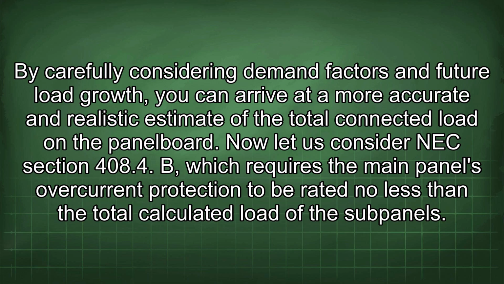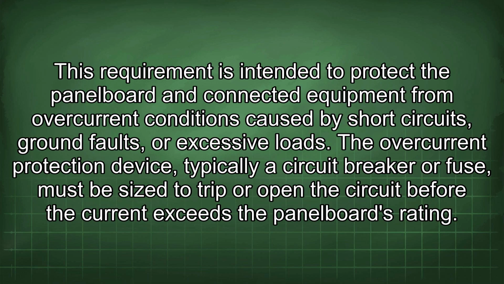Now let us consider NEC section 408.4 B, which requires the main panel's overcurrent protection to be rated no less than the total calculated load of the subpanels. This requirement is intended to protect the panel board and connected equipment from overcurrent conditions caused by short circuits, ground faults, or excessive loads. The overcurrent protection device, typically a circuit breaker or fuse, must be sized to trip or open the circuit before the current exceeds the panel board's rating.